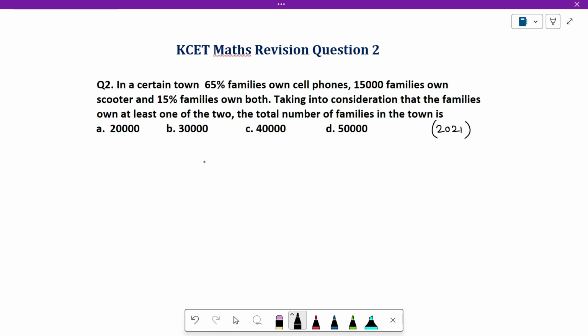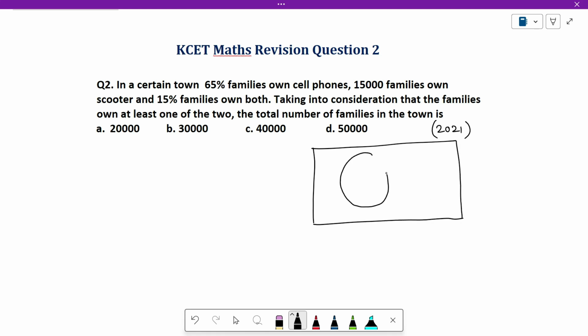Now we are going to solve it similar to our previous question. We are going to draw a Venn diagram. Here they have given that families own at least one of the two, which means there are no families that own neither a cell phone nor a scooter. So in the Venn diagram, there are two circles: this is for cell phones and this is for scooters. We do not have any number outside these circles, since every family owns at least one of the two.